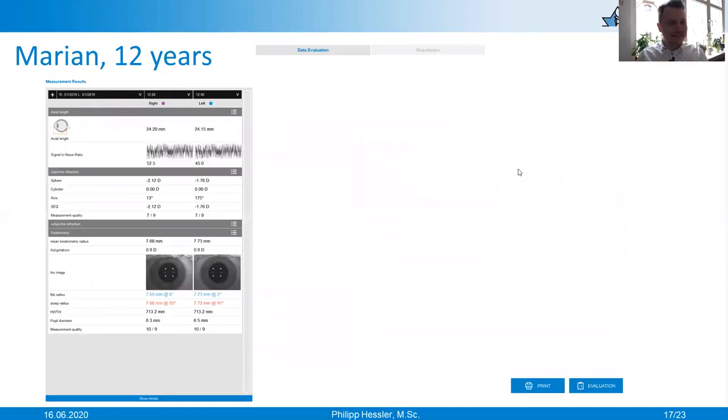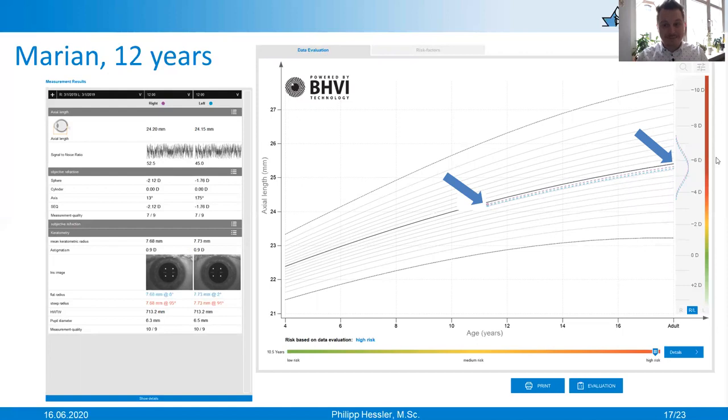Yeah, our second case is Marian, and I would like to show you some other factors or advantages of the PC software. Marian is a 12-year-old child and actually a typical myopia control case. He has about -2, and the prognosis for Marian is that myopia will increase. And I have used the percentile curves for Asian eyes here that were developed by the Brian Holden Vision Institute.